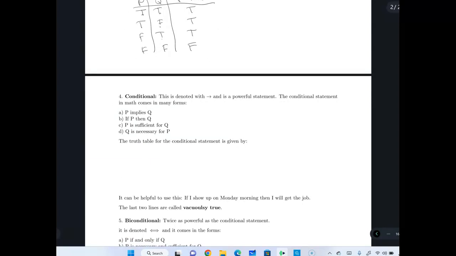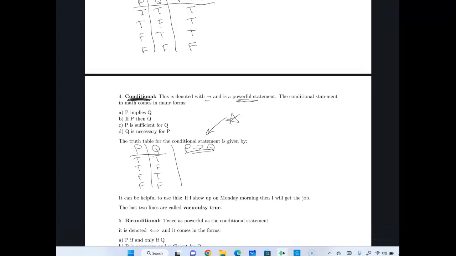Okay, so here we get into a little bit different. So this is conditional. So spend a lot of time thinking about this. So we use this arrow, and it's really powerful. So it means P implies Q, or if P then Q, P is sufficient for Q, or Q is necessary for P. So this is the truth table that we're going to make. So P and Q. So again, true, true, false, false, and true, false, true, false. Okay, so the conditional statement. So spend some time on this because this is important.